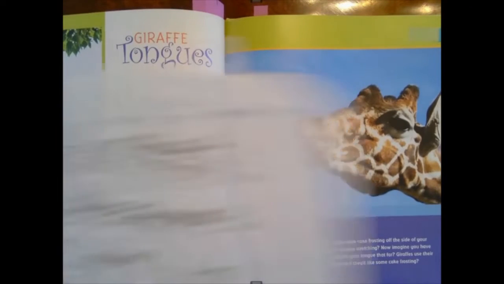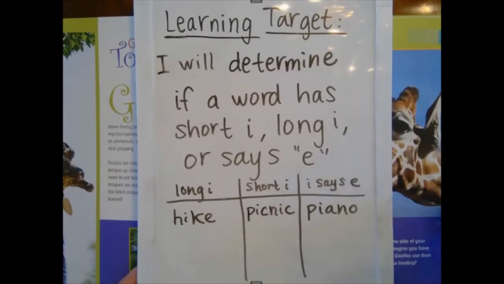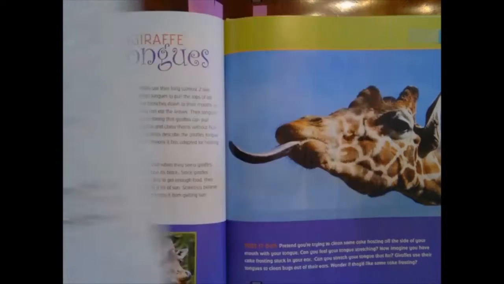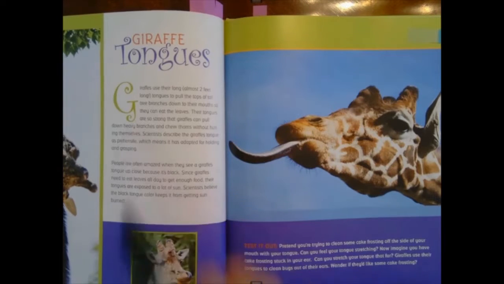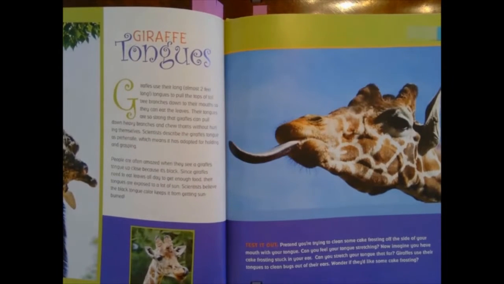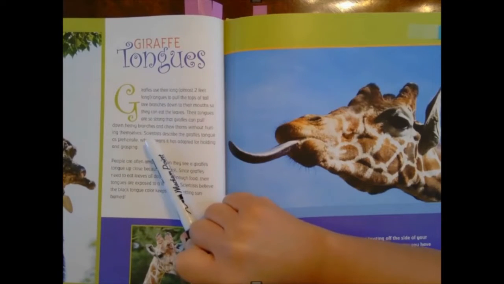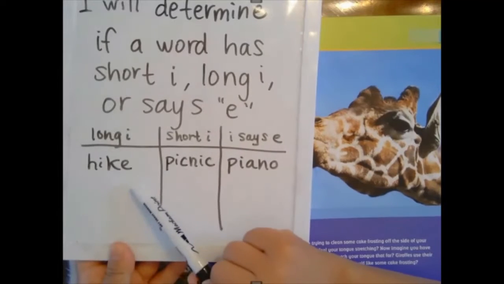Keeping us focused back on here with determining if a word has short I, the I sound, long I, or if the I says E. There's a bunch of words in here that have the letter I inside. Let's take a look at some examples. How about the word scientists? That I right there, I hear the I in scientist. Do you hear the I? That would go under long I.